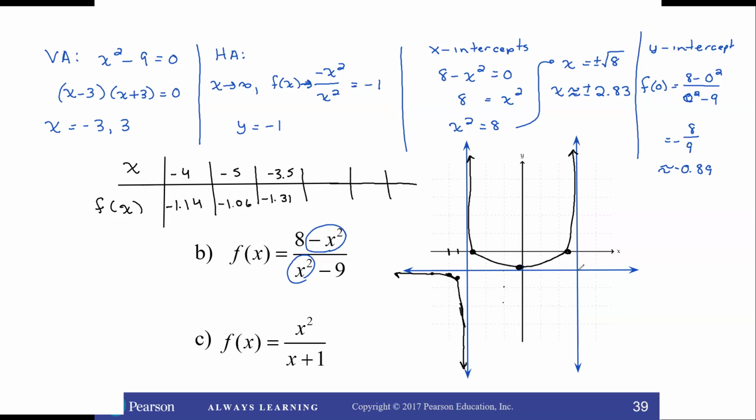All right, a couple points for the other side. Learning from this side, we might want to look at a positive 3.5, 4, and 5. So this is going to be a negative 1.31 again, a negative 1.14 again, and a negative 1.06. So that is roughly here, then here, and then here. So roughly the same shape as the other side. All right, and that would be B. So one more to go.